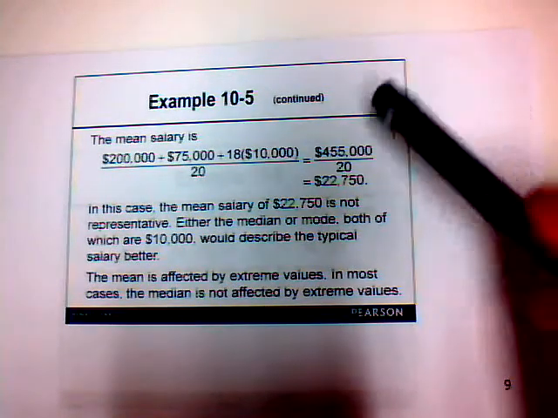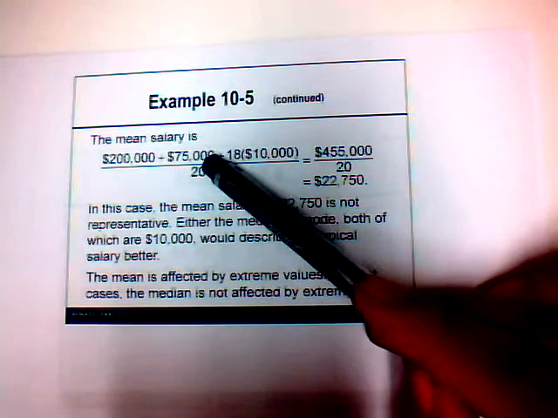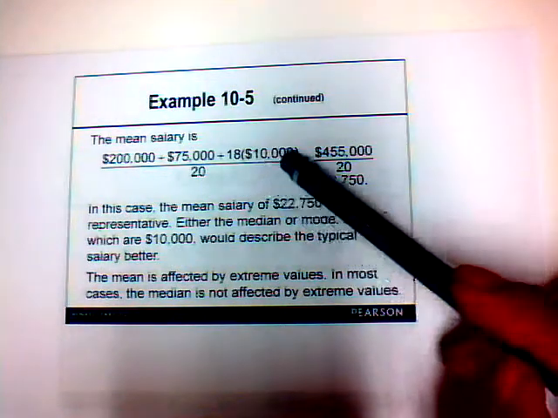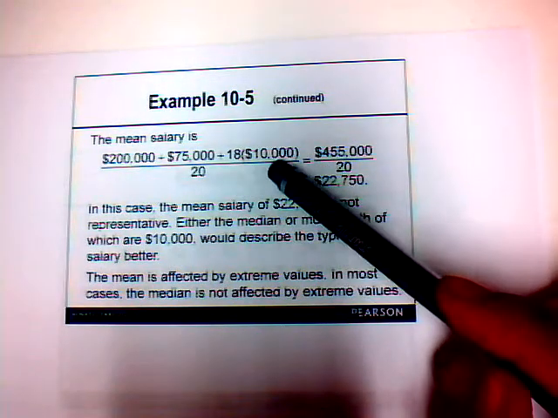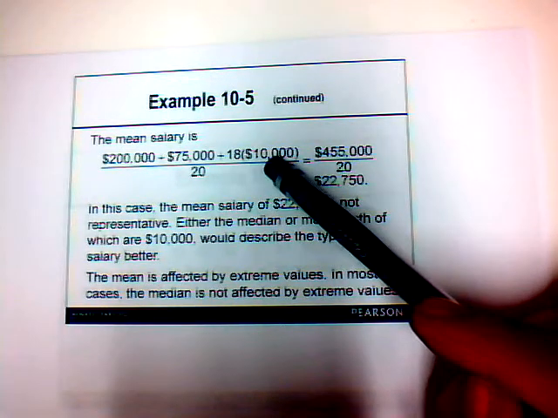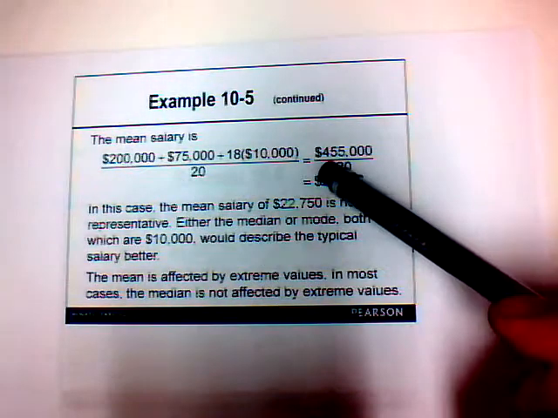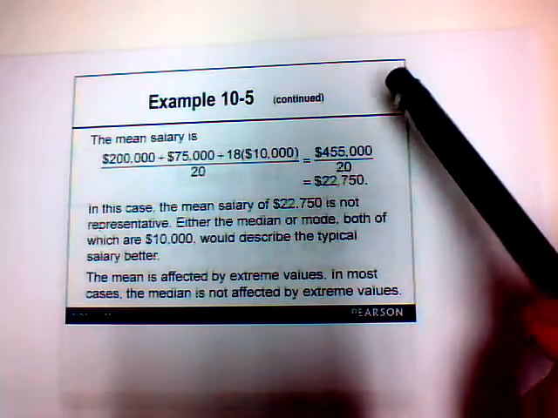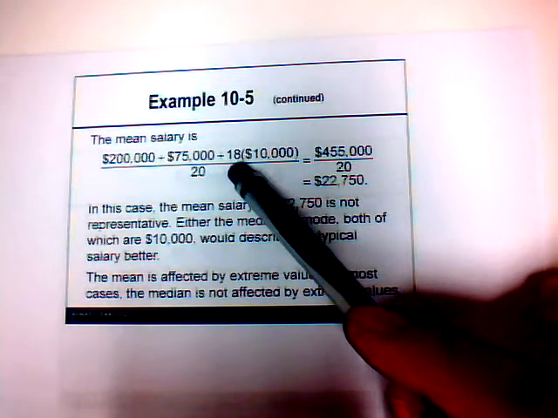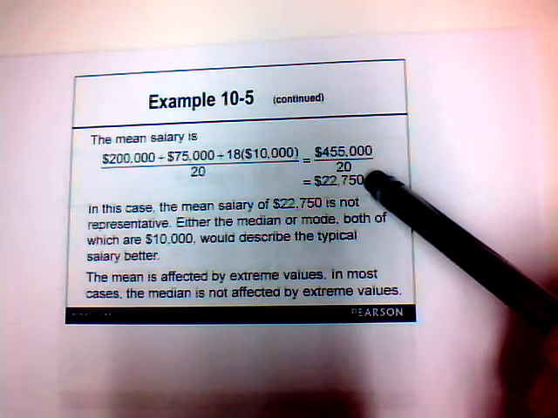Okay, now here's how we can find the mean here. Got the president making $200,000, the vice president $75,000. Then you get 18 employees making $10,000 each. So that's 18 times 10,000. So take 18 times 10,000, that's 180,000 plus the 75,000 plus 200,000, you're going to get 455,000. Divide that by 20 because you got 18 employees plus the vice president and the president, that's 20 altogether.